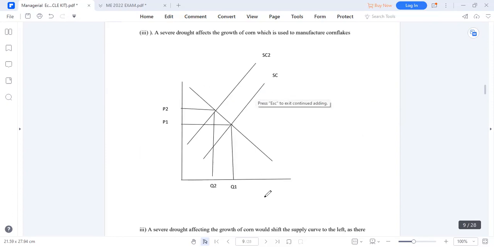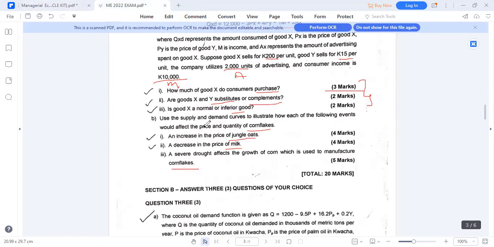So the question was asking you to use what? Graphs? Was there a specific? So use supply and demand curves to illustrate. This question was not easy, so you needed to draw. So it was just not an issue of mentioning.